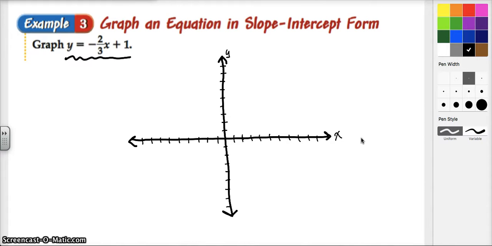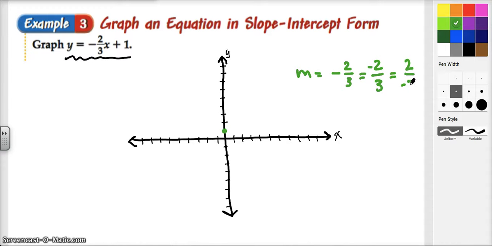Okay, there we go. Whenever you are given an equation in this form, you know where to begin. I'm going to start off on the y-axis at the y-intercept, where the graph intercepts the axis at 1. I've taken care of that. The next thing I'm going to do is use the slope. The slope in this case is -2/3. I can write that as -2/3, or I could write it as 2/-3. All three of these mean exactly the same thing.